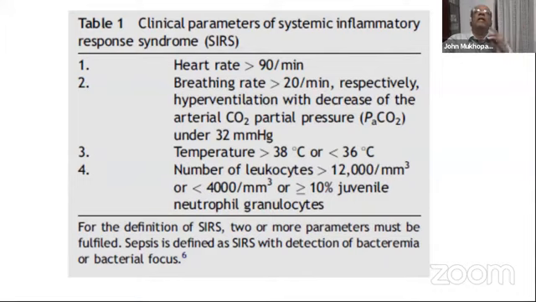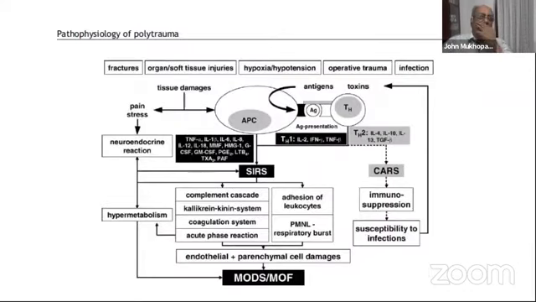Now, there are some clinical parameters to guide you in diagnosing the systemic inflammatory response syndrome, and these include the heart rate, the breathing rate, the blood gases, the temperature, as well as the leukocyte count. So all these things need to be looked at, and if you have two of these criteria, you can say that the patient is in the systemic inflammatory response syndrome.